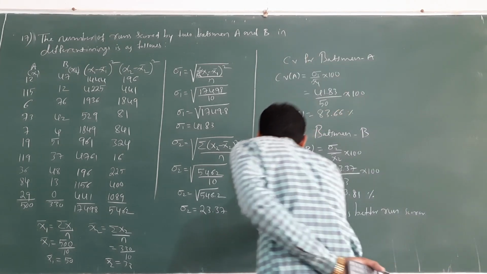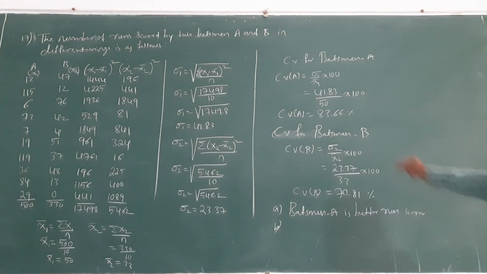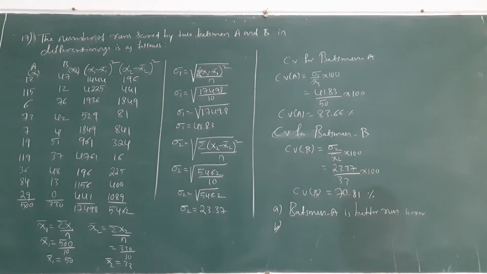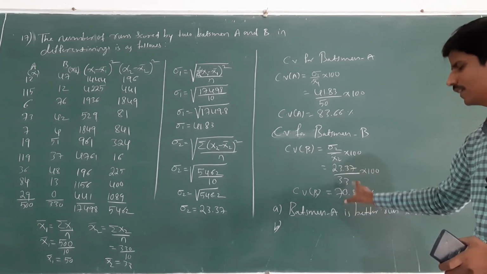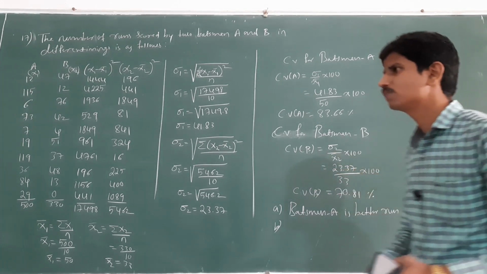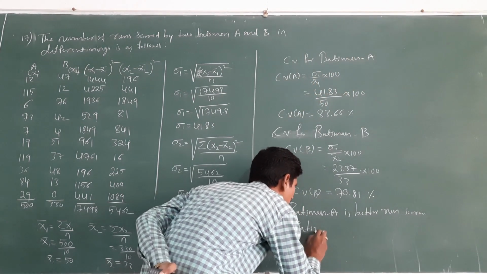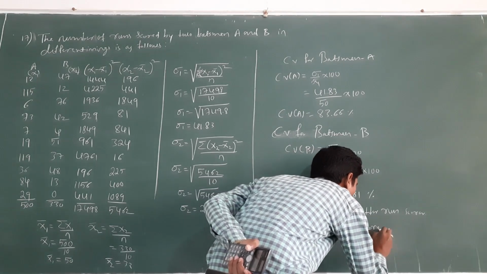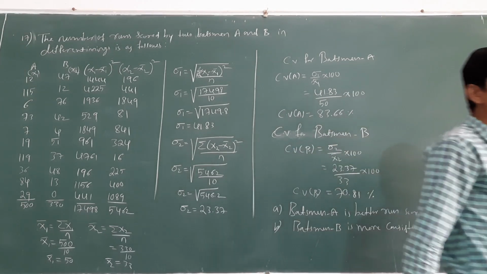Okay, the next, who is more consistent? Here CV for A is 83.66% and CV for B is 70.81%. Who is more consistent? The lesser the value of CV, the more consistent. Here CV for B is 70.81, it is less. Here batsman B is more consistent.